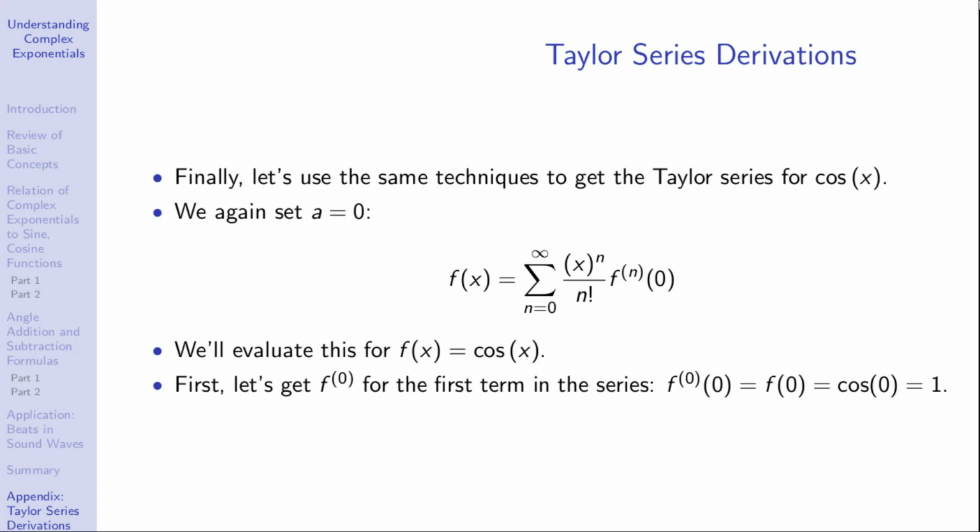First, let's get the 0th derivative for the first term in the series. So the 0th derivative of f, evaluated at 0, is just equal to f of 0, and in this case, f of x is cosine of x, so f of 0 is cosine of 0, and that's 1.